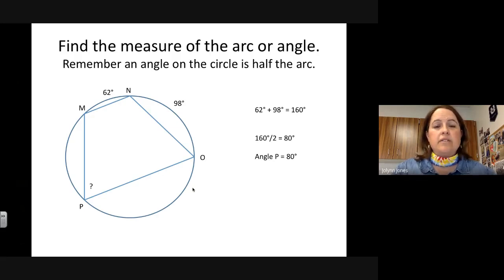Now on this one, we're going to have to use the inscribed angle theorem. I have this unknown angle, angle P, and its intercepted arc is arc MNO. If that's the intercepted arc, then whatever that arc is, I can cut it in half, and that's going to be angle P. So 62 plus the 98 degrees equals 160 degrees. I cut that in half, and that tells me this angle is 80 degrees. So I was adding those arcs together to get the entire intercepted arc, and then cutting it in half to get angle P.